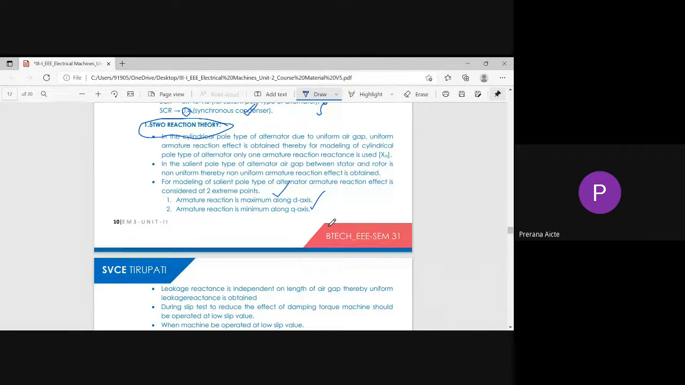In two reaction theory, simple. In this theory, to model the armature reactance, two reactances are required. One is the direct axis reactance, another one is the quadrature axis reactance, such that we can call this the two reaction theory. See here, it is a salient pole synchronous generator.